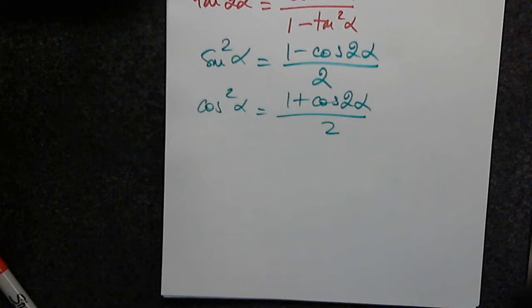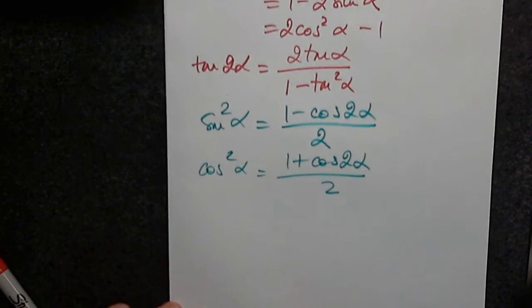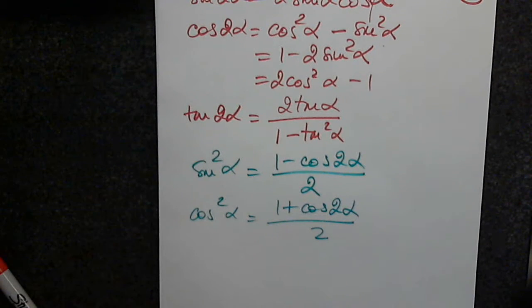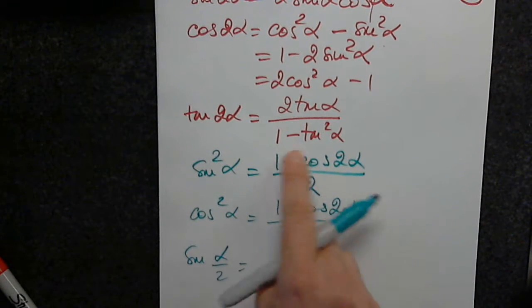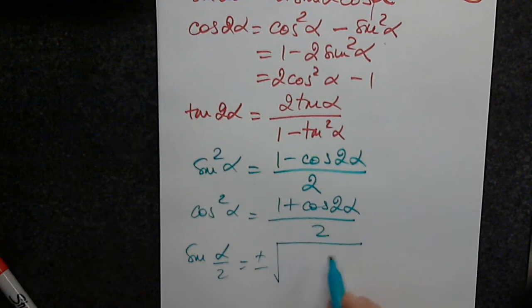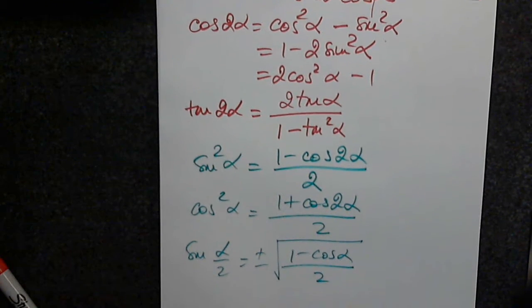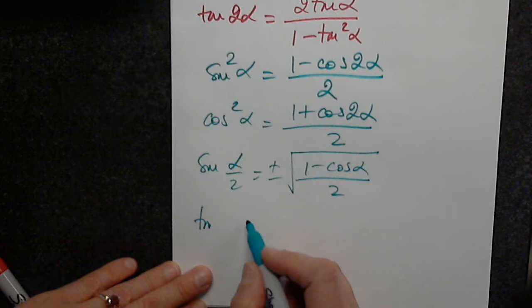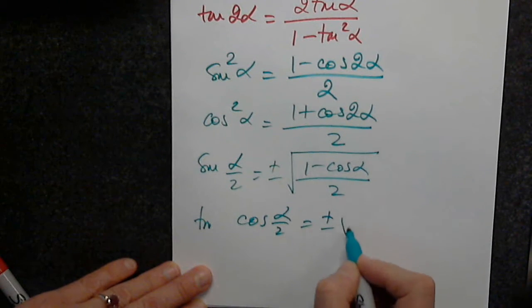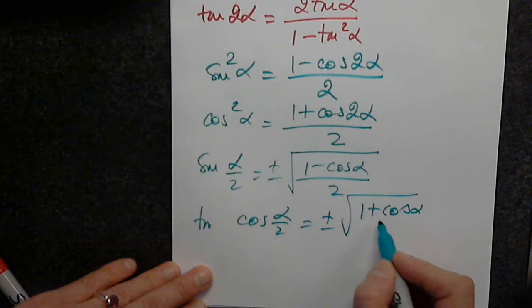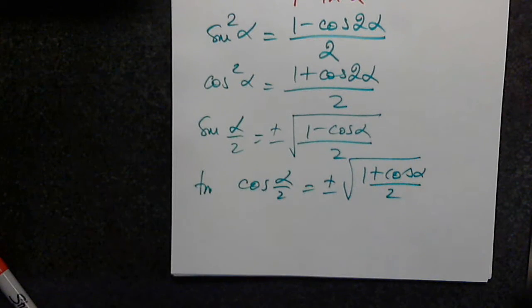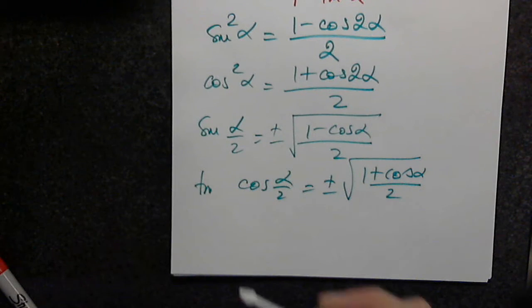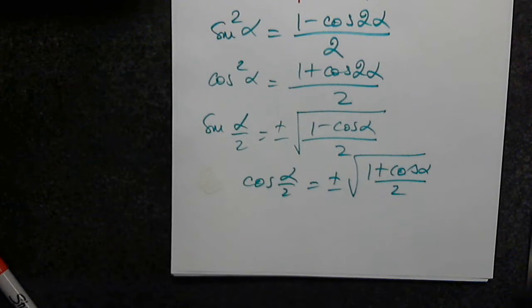And these are the same formulas for half angle. So sine alpha over 2 is the same thing. I'm going to copy: plus or minus the square root of 1 minus cosine alpha over 2. And the last one, cosine alpha over 2 equals plus or minus the square root of 1 plus cosine alpha over 2. Anything else will be given to you. Actually, I have enough to test you on. I don't need extras.